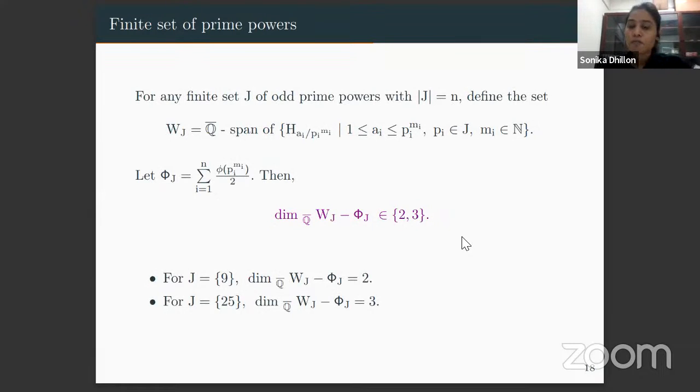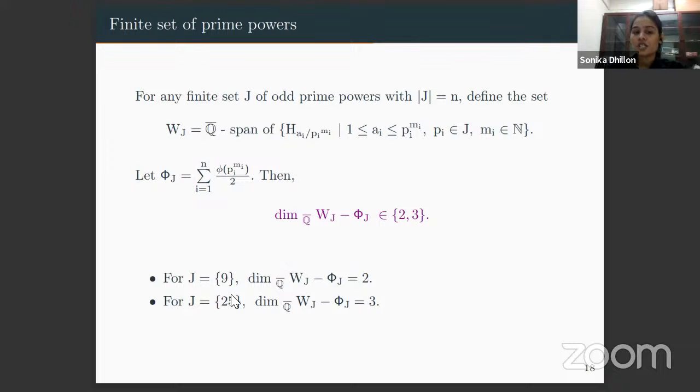Now for the case of prime powers, we have the following result. Take J to be a set of odd primes and their powers, and define again a vector space, like we defined earlier, to be the Q bar span of all those numbers, with phi j defined to be phi of pi by mi by 2. Then the dimension of this vector space wj minus phi j is either 2 or 3. Previously the dimension came out to be phi p by 2 plus 2, but here it can be plus 2, or it can be plus 3 also.